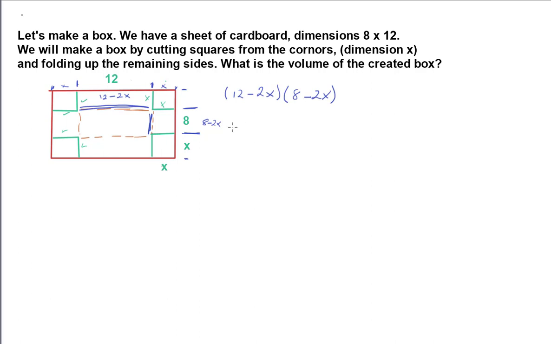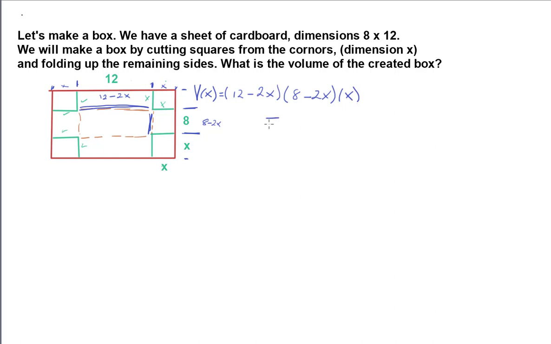And what's the third dimension? The third dimension is how tall the box is, and we can see that's going to be just an x. Now, there are the three dimensions of the box. What's the volume of that box? Let's use function notation and talk about v of x, because clearly the volume of the box depends upon how big or how small we cut this little piece x out to be. So v of x, now what's the volume of a rectangular solid? It's length times width times height, and so it'll be the product of all of these.